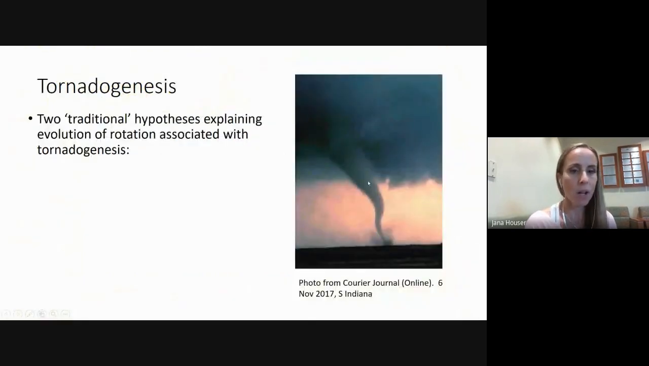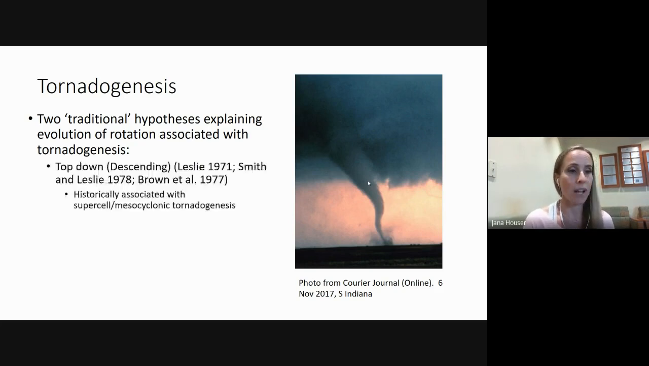All right, so we are a community of scientists here, so I'm going to take a little bit of time to talk about tornadogenesis from a science perspective. Traditionally, there are two hypotheses that explain how rotation contributing to a nascent tornado forms with time and with height.